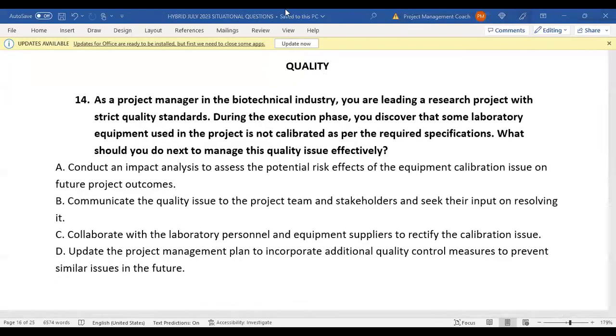Let's go. As a project manager in the biotechnical industry, you are leading a research project with strict quality standards. During the execution phase, you discover that some laboratory equipment used in the project is not calibrated as per the required specifications. What should you do next to manage this quality issue effectively? Hit the pause button if you need more time.